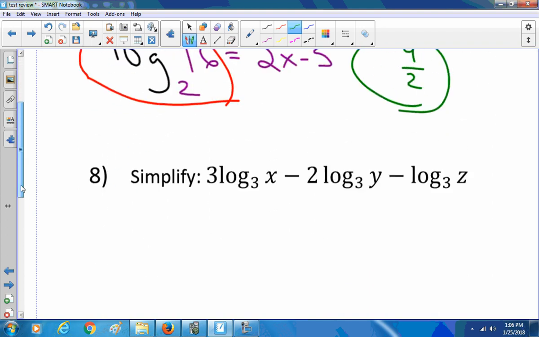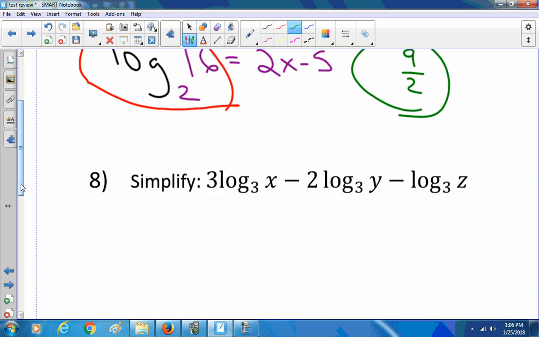Number 8, just your properties. Be careful. The two biggest mistakes I see with these properties are you write more than one log. You should only have one log in your answer. Your answer should just have one log base 3 in your answer. The other thing I often see is plus and minus signs. No, they change. You know these properties pretty well.